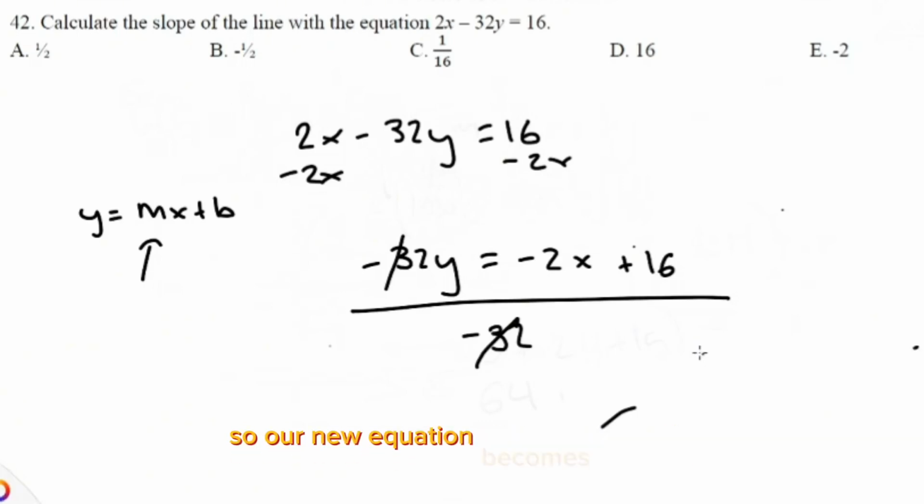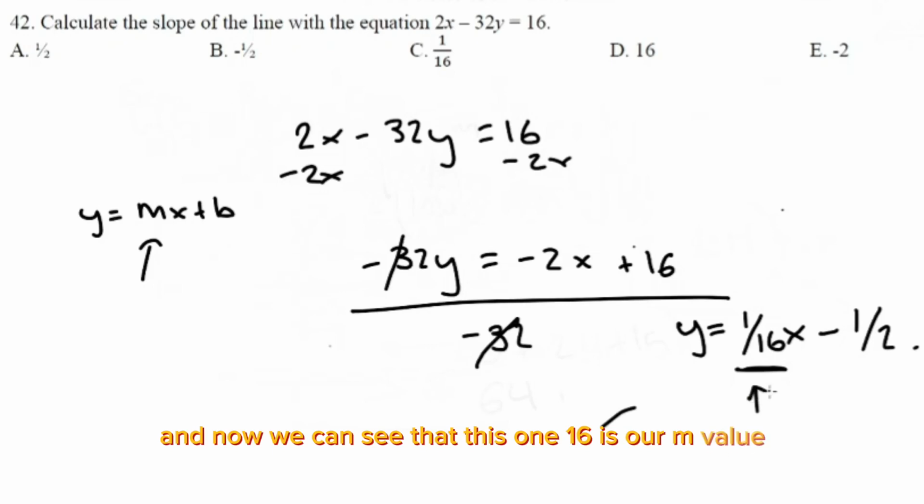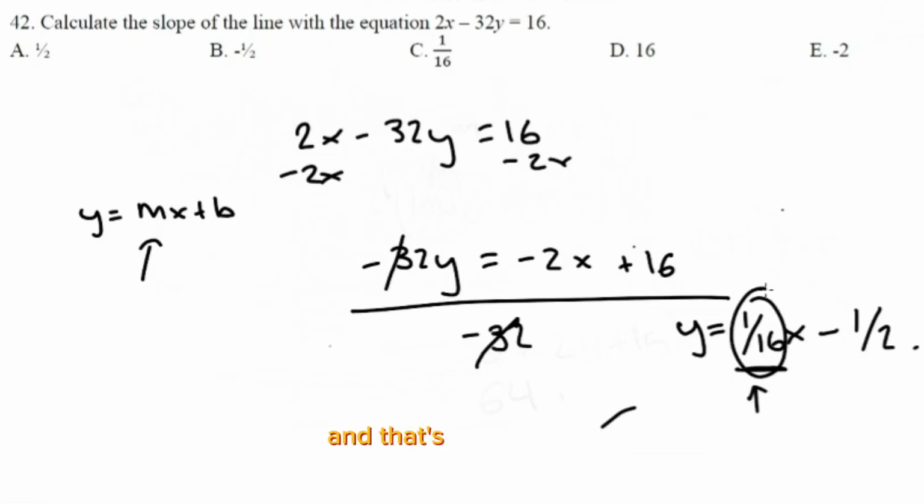So our new equation becomes y equals 1/16 x minus 1/2. And now we can see that this 1/16 is our m value, meaning that is our slope. And that's your answer.